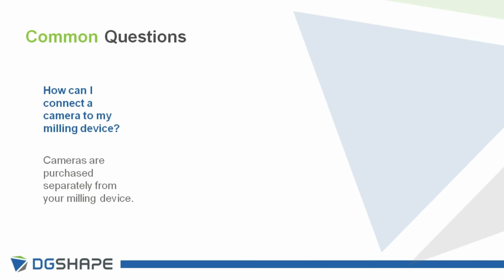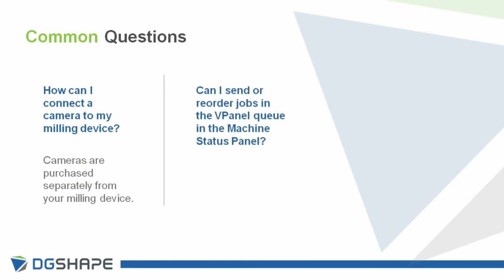Question number 2. Can I send my jobs to mill or reorder jobs in the queue in the machine status panel? Unfortunately, DWX users are not able to do this today. If you want to see features like this included in DGSHAPE Insights, please send a request through the Insights feedback panel.